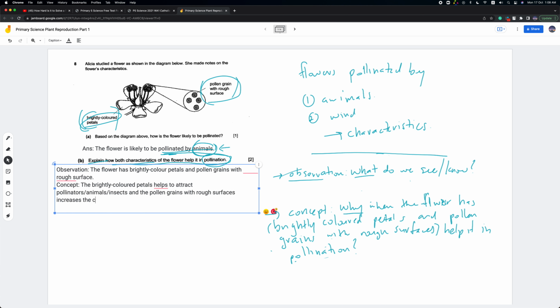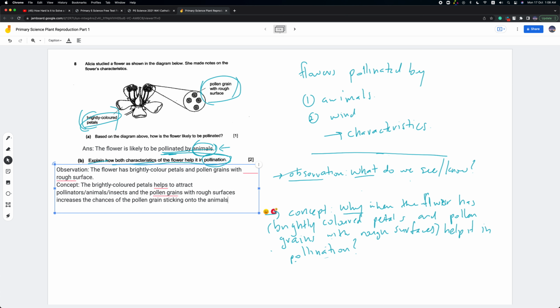increases the chances of the pollen grain sticking onto the animals. I think that should be fine. You don't need to mention the animal's body or the animal's leg. Onto the animals, they should be fine. Okay, so again, the concept, the brightly colored petals helps to attract pollinators. That's what you learn in the textbook or in your notes if you have some notes written down. And what's the function of pollen grain?